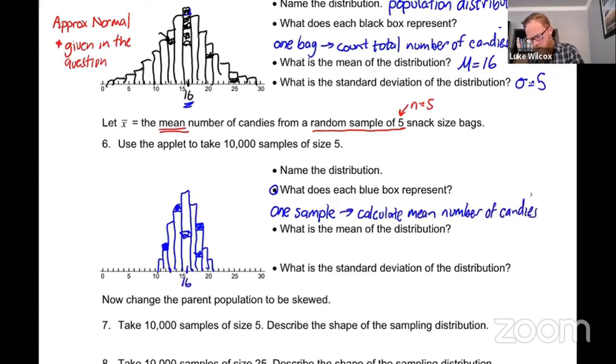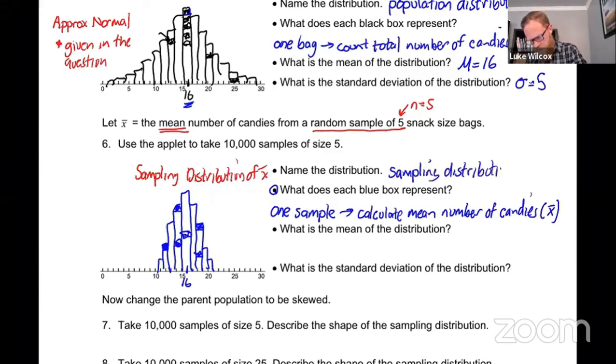And the correct notation here for the mean number of candies from the sample is x bar. So what we have over here are many, many samples of size 5 and a mean calculated from each one of those samples. And so sure enough, we can call this a sampling distribution. Okay, once again, it's not the true sampling distribution, but I'm comfortable labeling it as such. So to name the distribution, we're going to call this the sampling distribution of x bar.